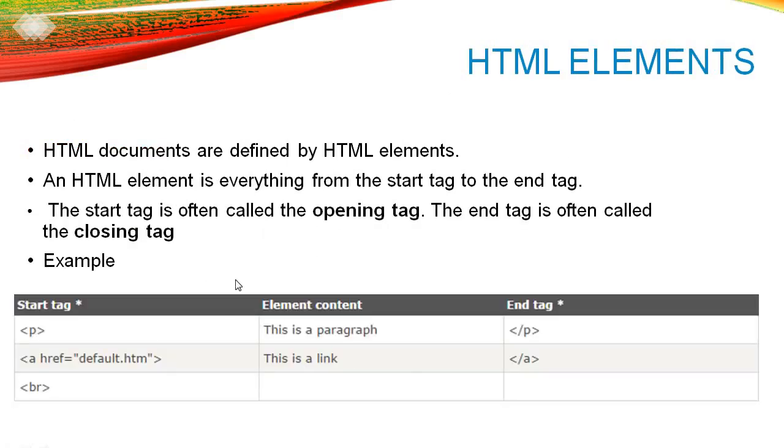Next are the HTML elements. HTML documents are defined by HTML elements. An HTML element is everything from the start tag to the end tag. The start tag is called the opening tag, and the end tag is called the closing tag. Here you can see the starting tag, some content written in the paragraph tag, and the end of the paragraph. Same here, some link is to be mentioned. This is the link, and this is the close of the link tag. BR is used to break the line. It is also a tag.